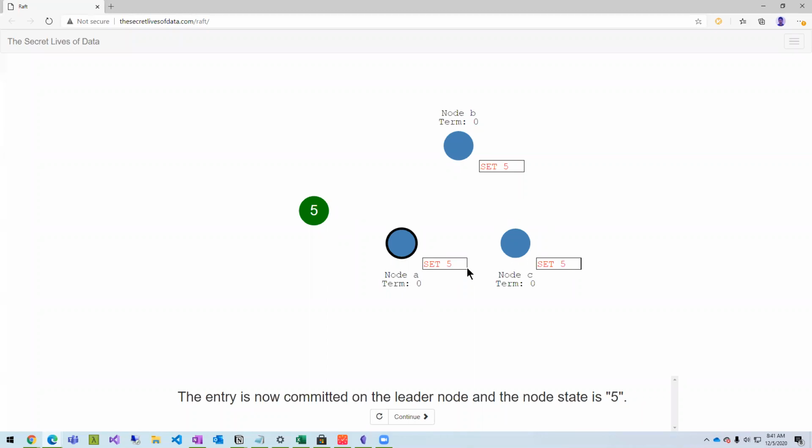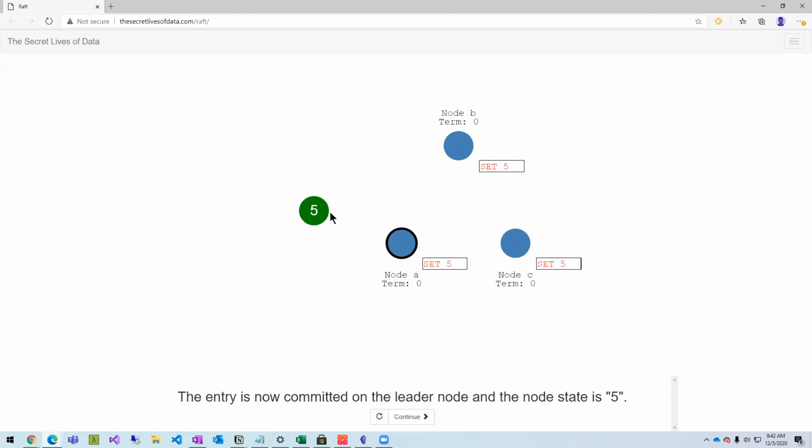So let's say the client in this case couldn't get a response from the leader, so it sent the request to node B, for example, and set it to 5, and then node B sees it is already 5. No, the client cannot do that.